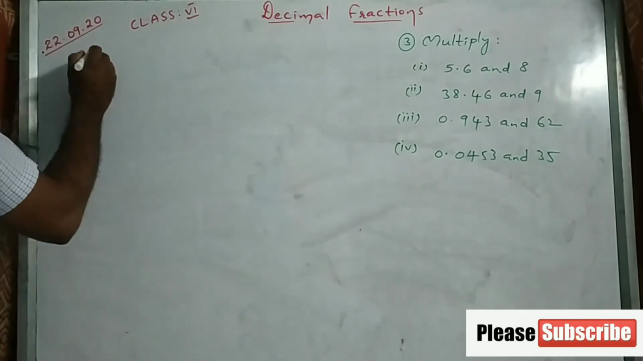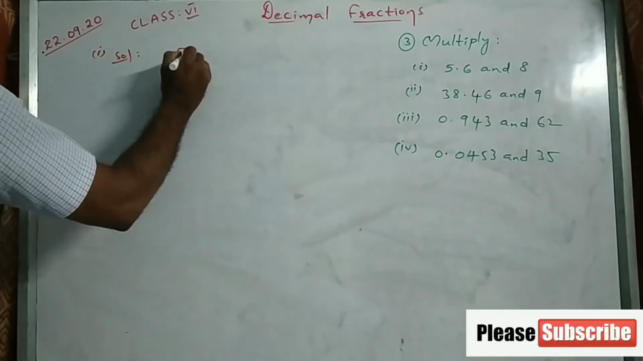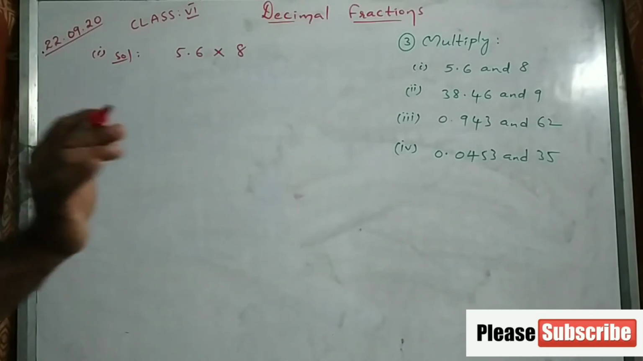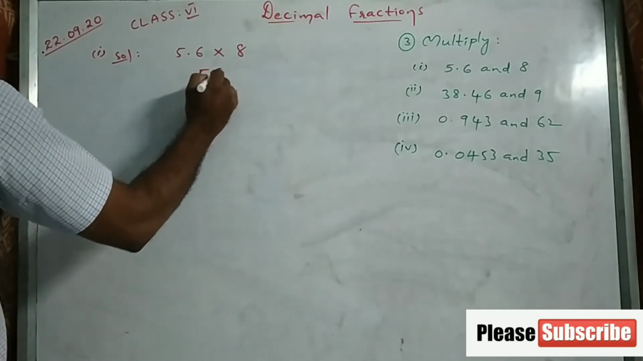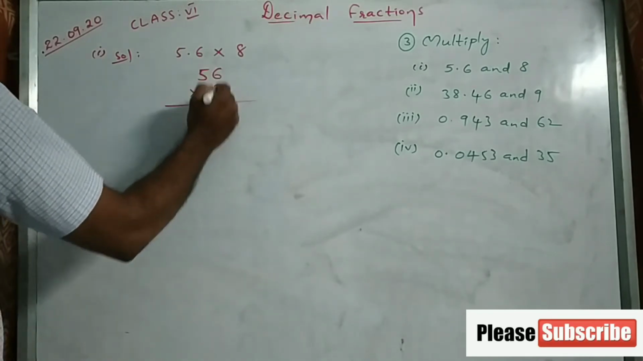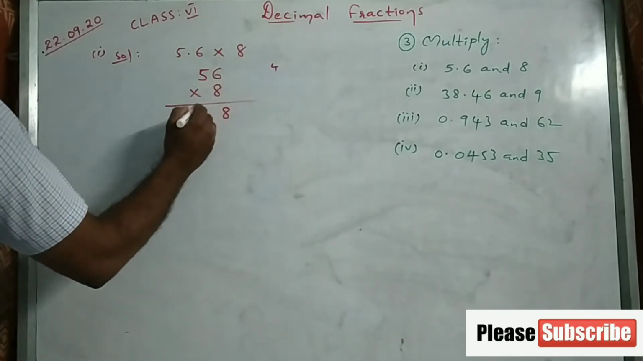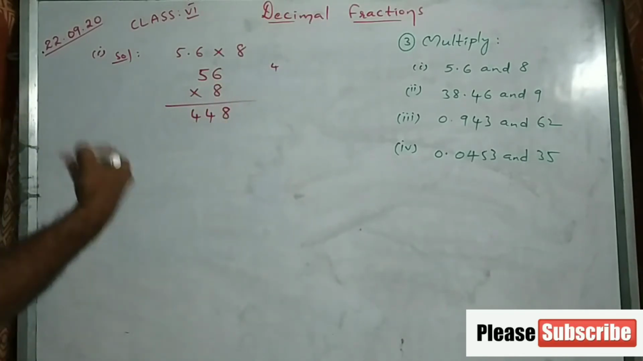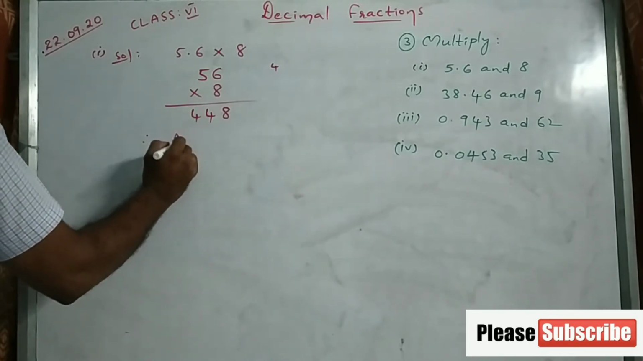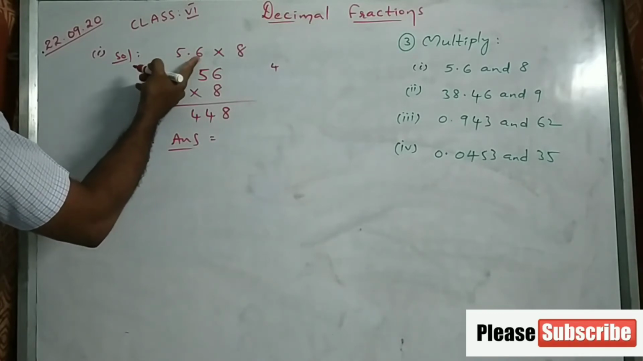Okay, first one, simple. 5.6 into 8 we should do. First you remove the decimal and do the normal multiplication first. 8 6s are 48, 4, 8 5s are 40 plus 4, 44. First do the normal multiplication. Therefore, my final answer is, after how many digits you have decimal here?